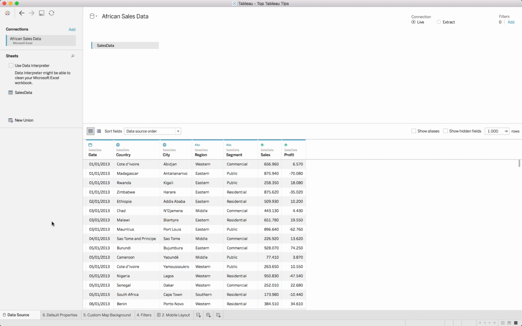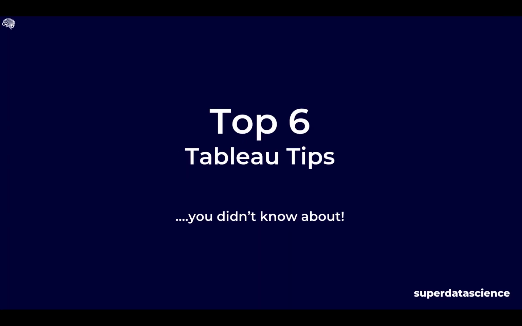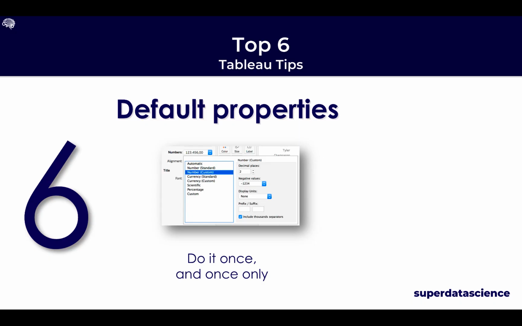So what I have done in Tableau already is imported the data. And as you can see, the fields and data looks exactly the same as in Excel. All right, so maybe let's have a look at what is our first tip. Now we'll start the countdown from 6. So at number 6, and that was my game show voice if you're wondering. But at number 6, we're talking about default properties.